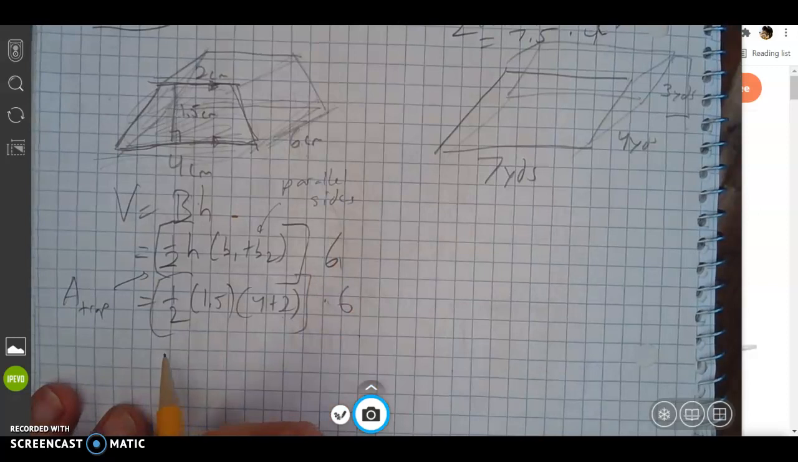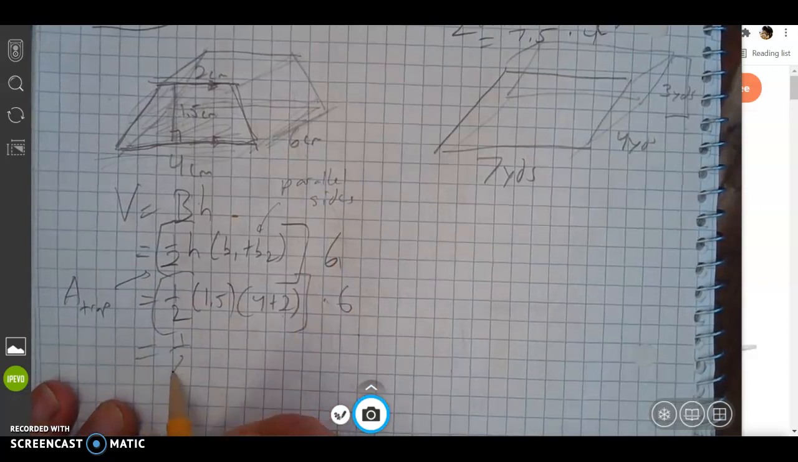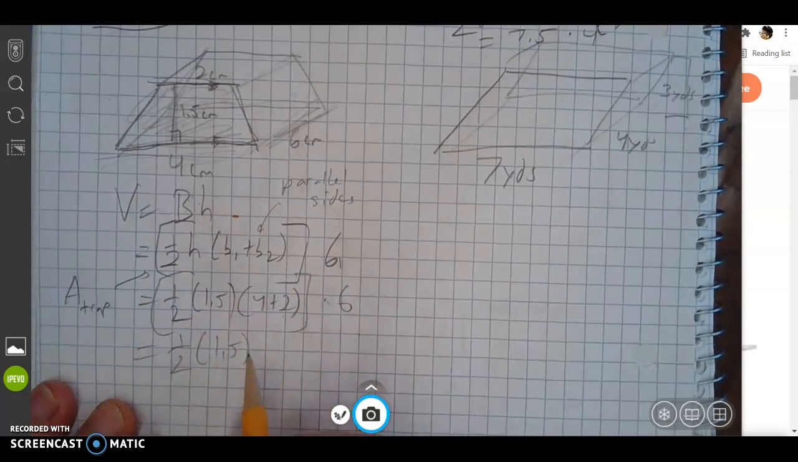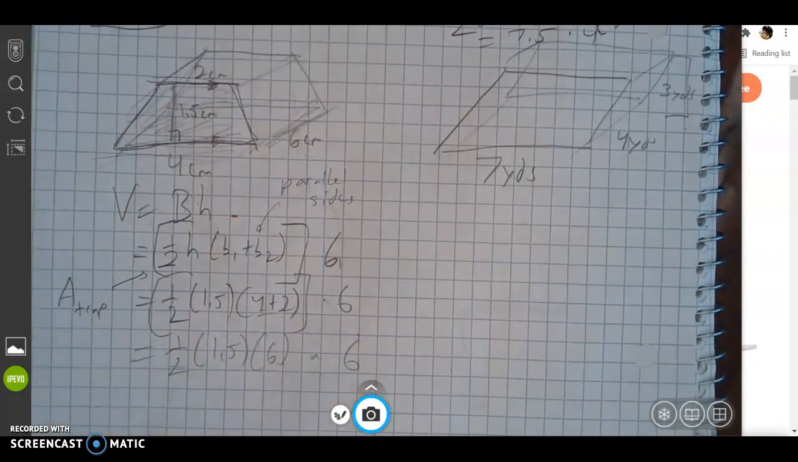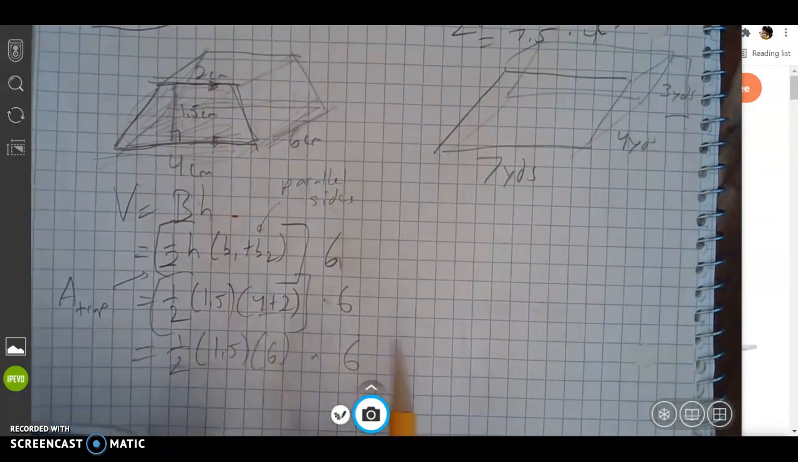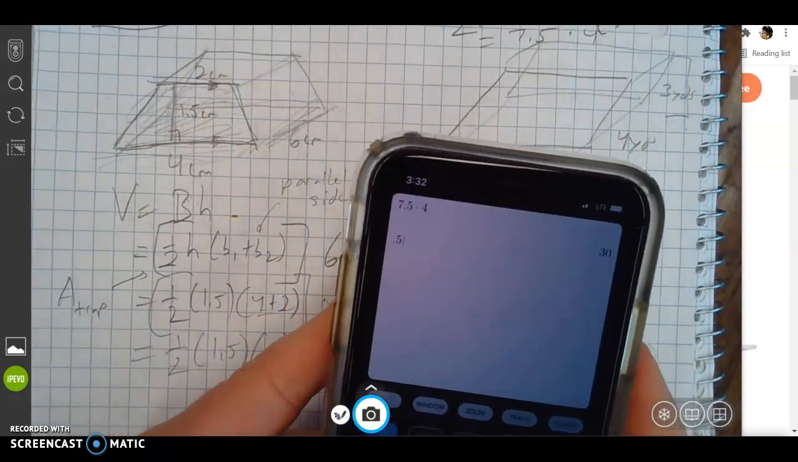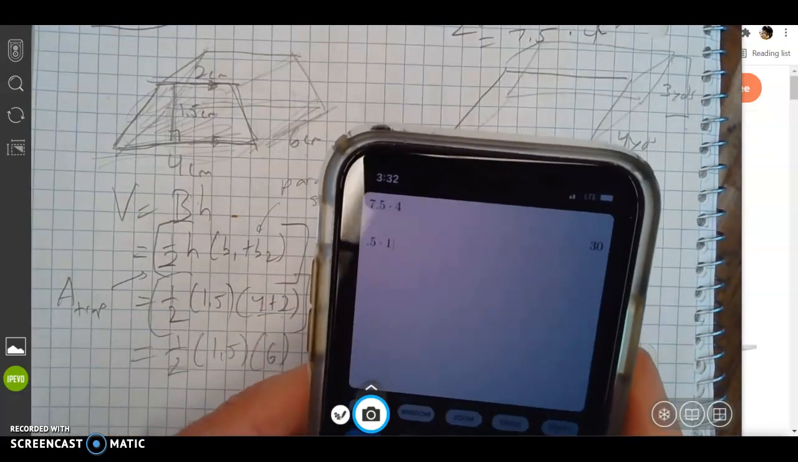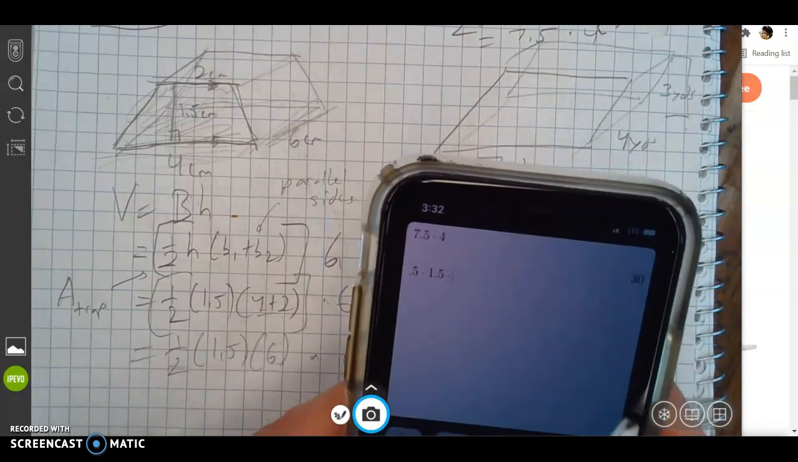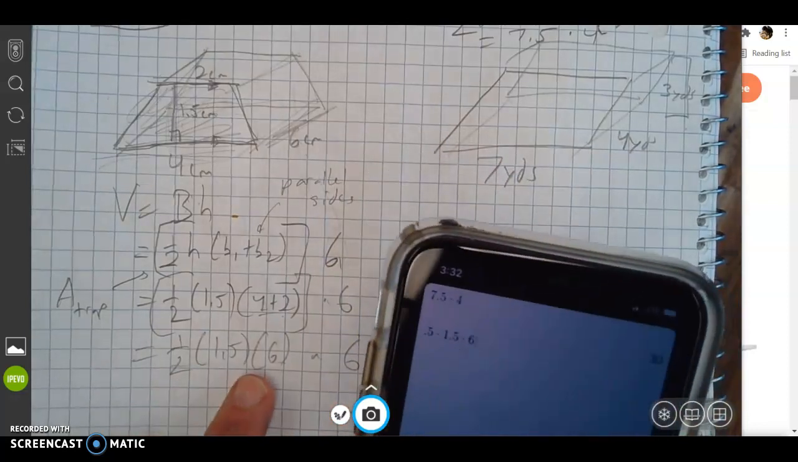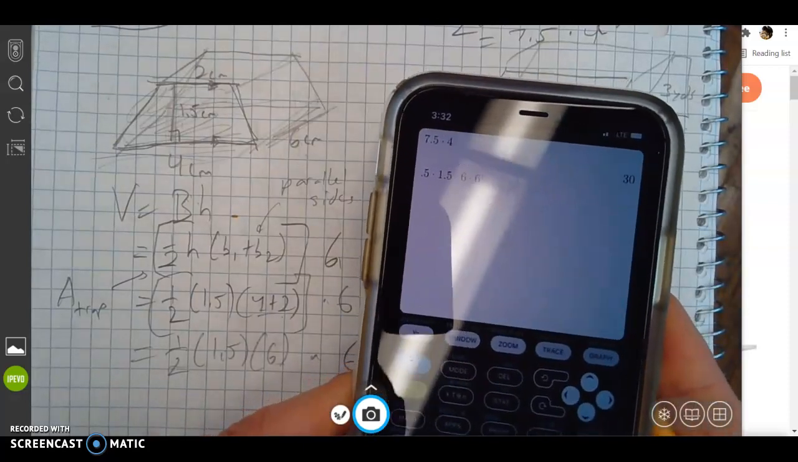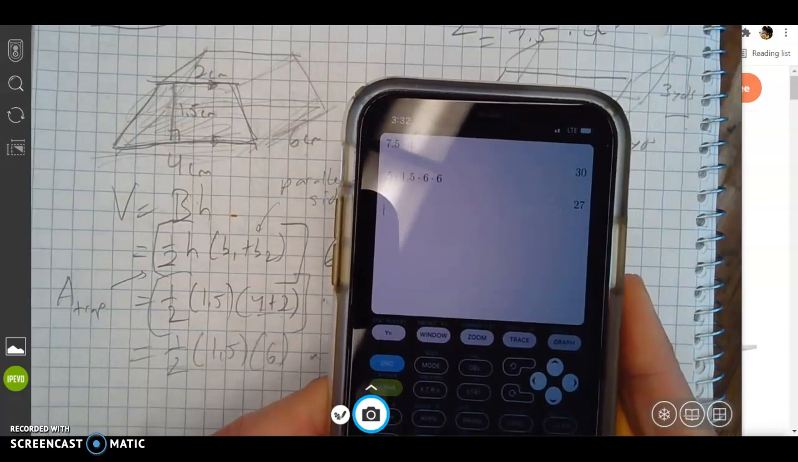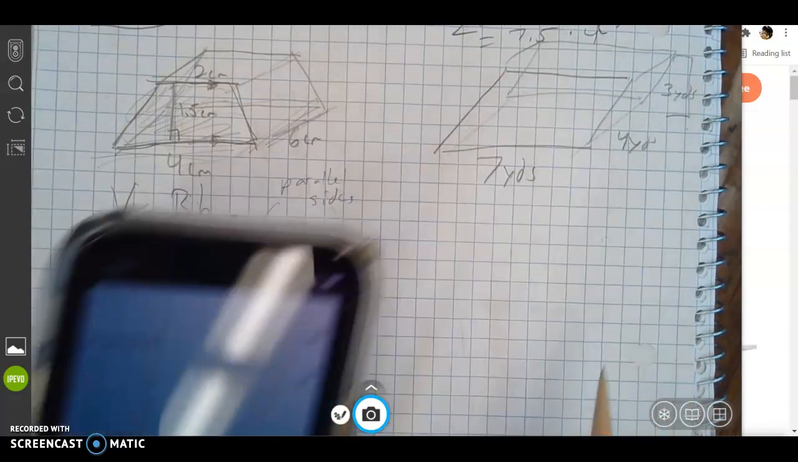entire solid. Okay. 1/2 times 1.5, 4 plus 2 is 6. That's the area of the trapezoid times 6. Let's get our calculator out. Here we go. 1/2, I'm going to put 0.5 in my calculator. So 0.5, 1/2, same thing. Times 1.5 times 6. So this is the area of the trapezoid times 6 times another 6. And I get 27 cubic centimeters.